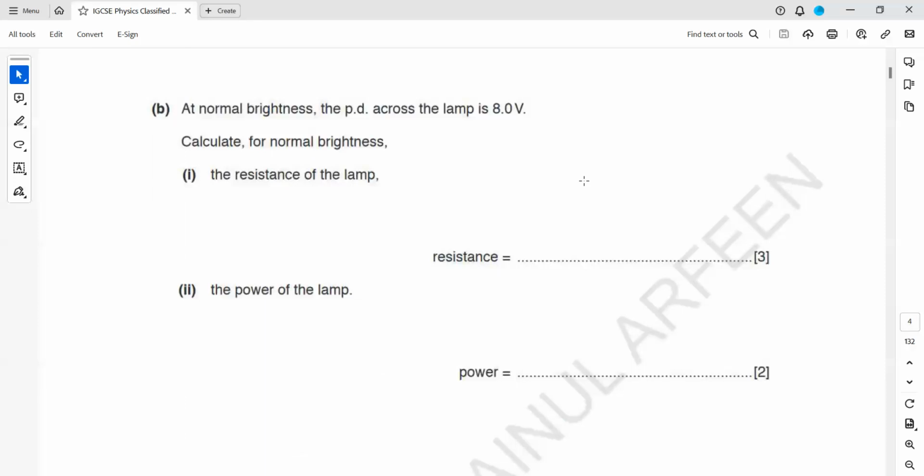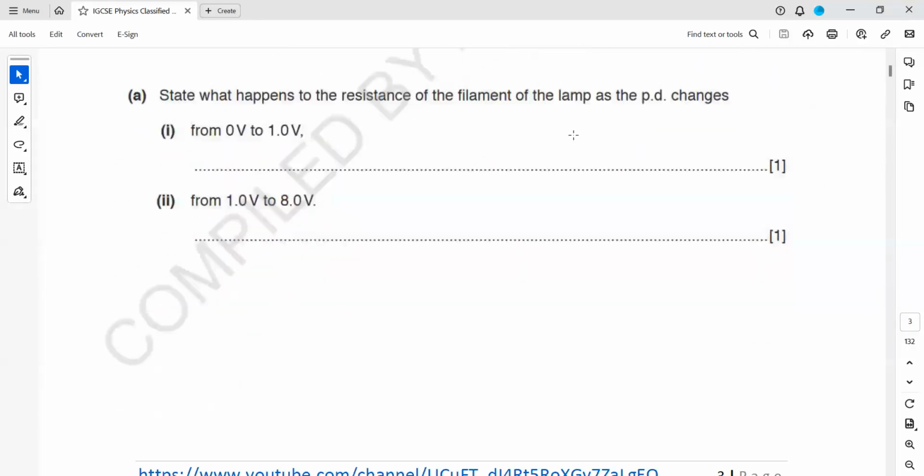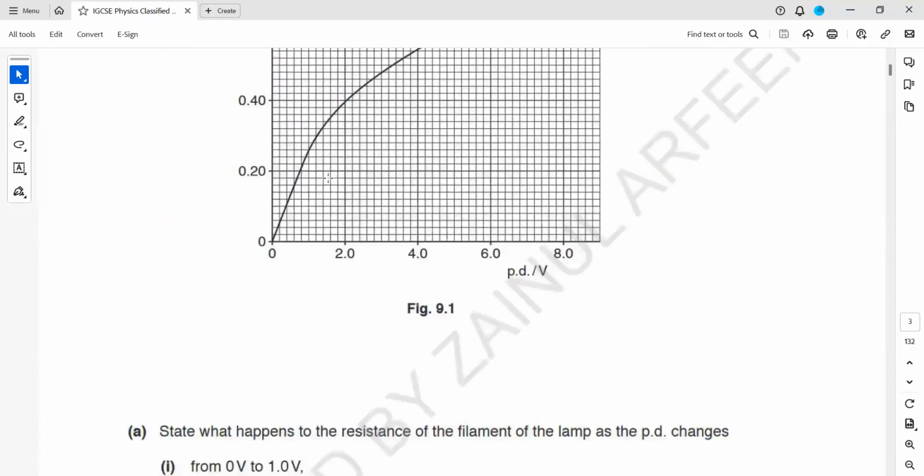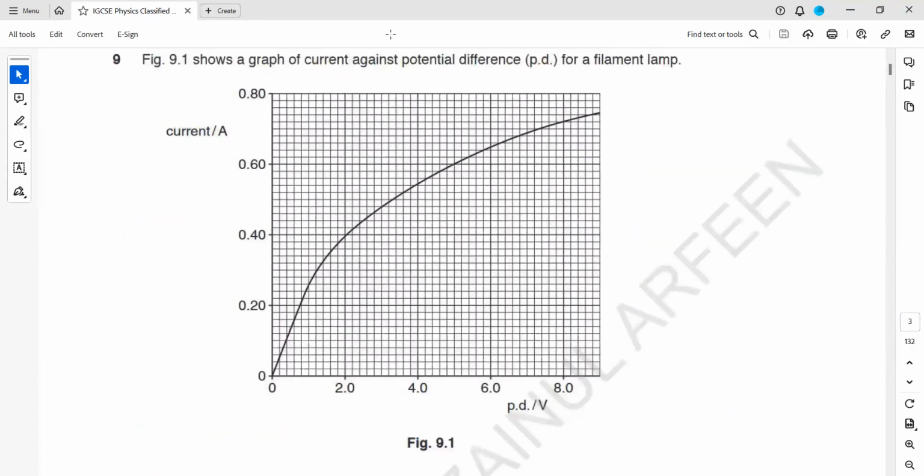At normal brightness, the potential across the lamp is 8 volts. Calculate the resistance of the lamp at normal brightness. Whenever you are solving a question, you should always write a formula. What is the resistance? It is the ratio between voltage and current. So V divided by I will give us the resistance. What is the voltage here? 8. With this voltage, you have to work out the current.